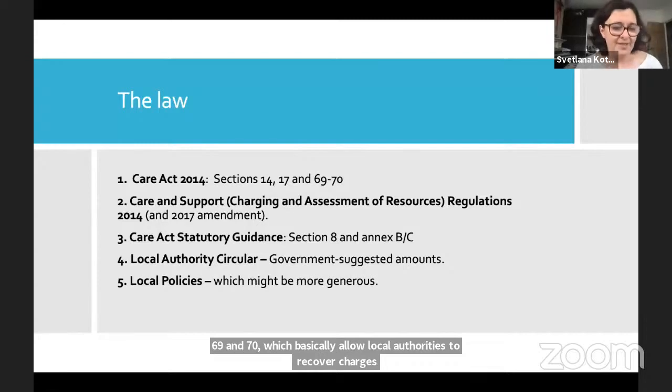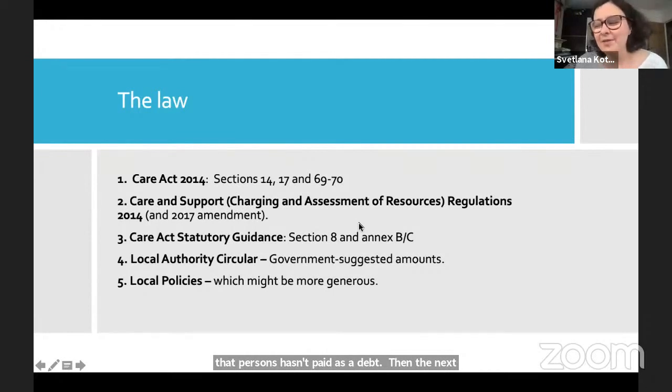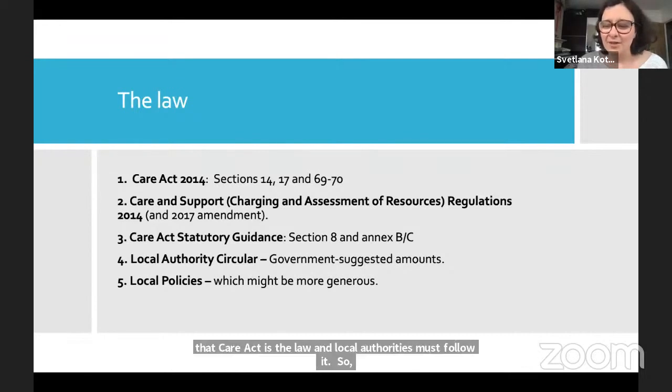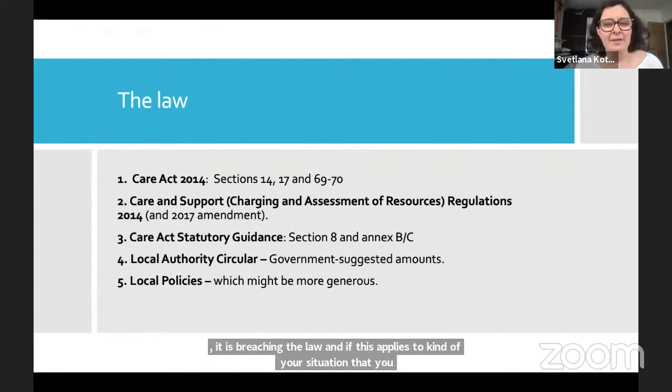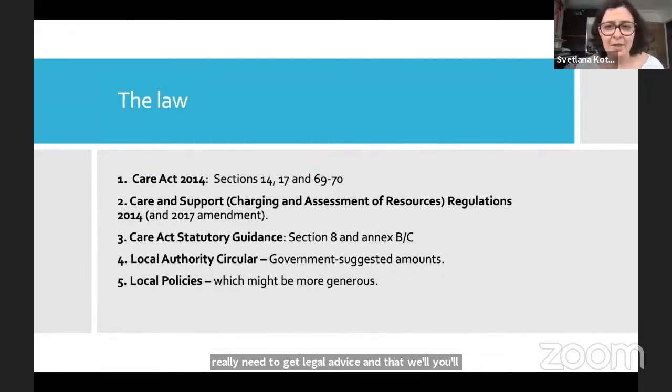Then the next bit of law. Just to say that the Care Act is the law and the local authority must follow it. So if a local authority does something that contradicts what the Care Act says, it is breaching the law. And if this applies to your situation, you really need to get legal advice. We will be saying this today, but it's worth repeating many times: legal aid is available for those cases, so you can potentially get legal advice for free.